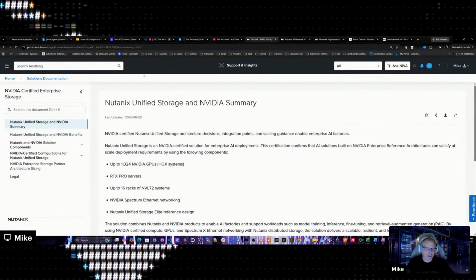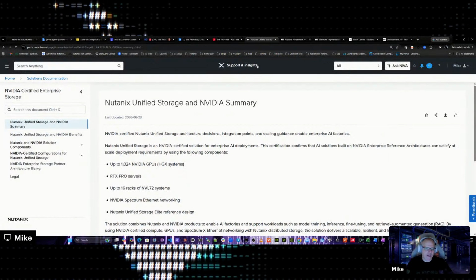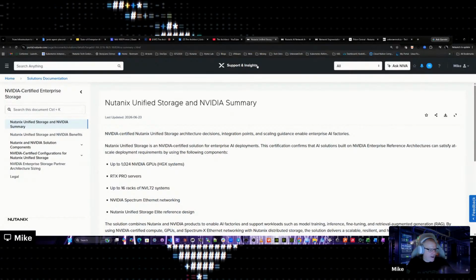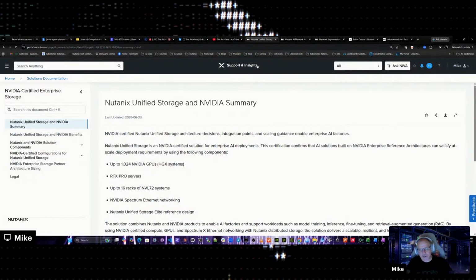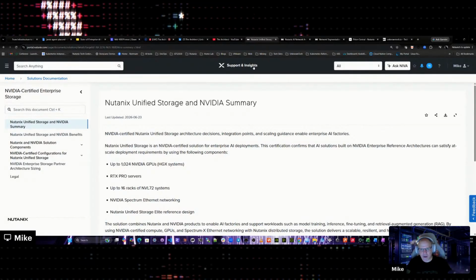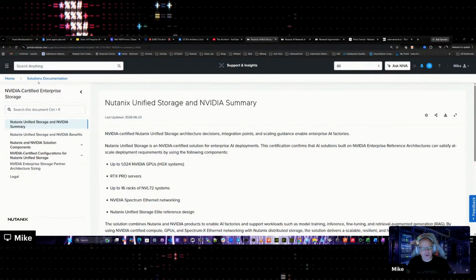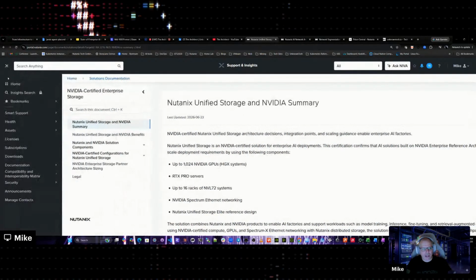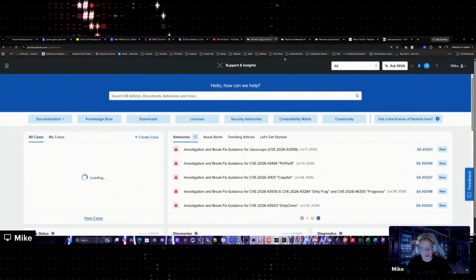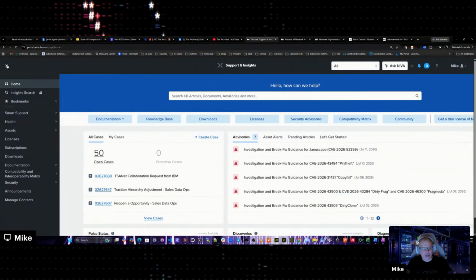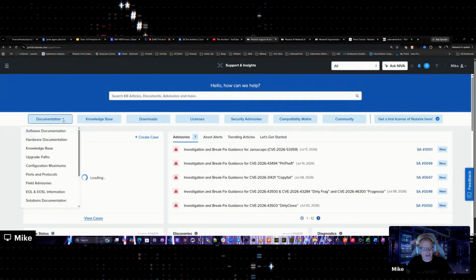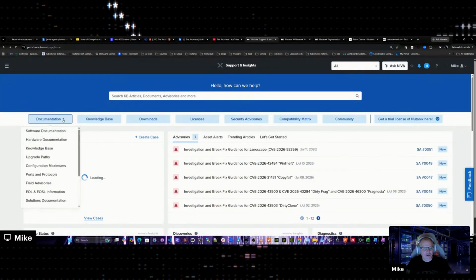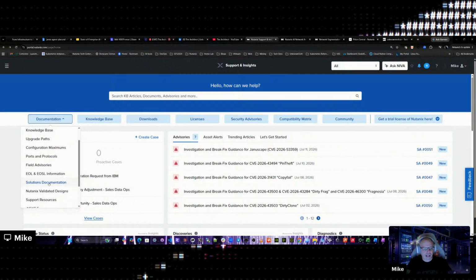Of course, support is done through here, and Insights, which is our automated machine learning on the back end that looks at errors and gives you recommendations on configurations and all of those things. But really, where I'm at is under the solutions documentation. When you log in and you're in home, you can go up to the hamburger menu here, or you can go under documentation. You can click it, or you can do the drop down, and you can go to solutions documentation.